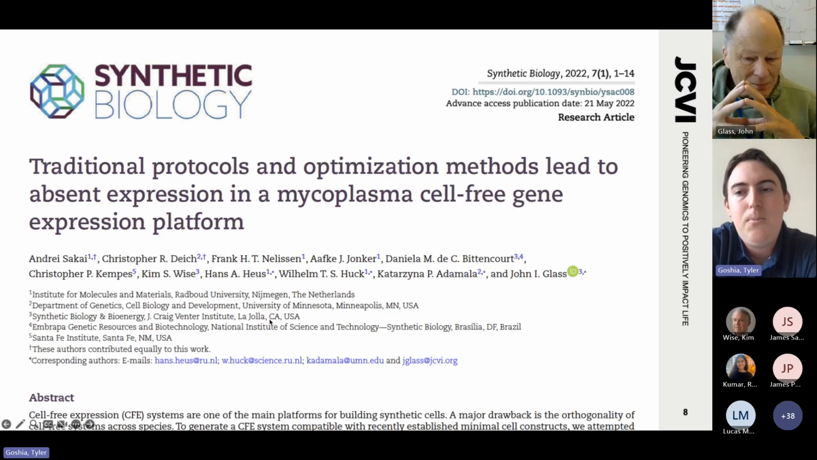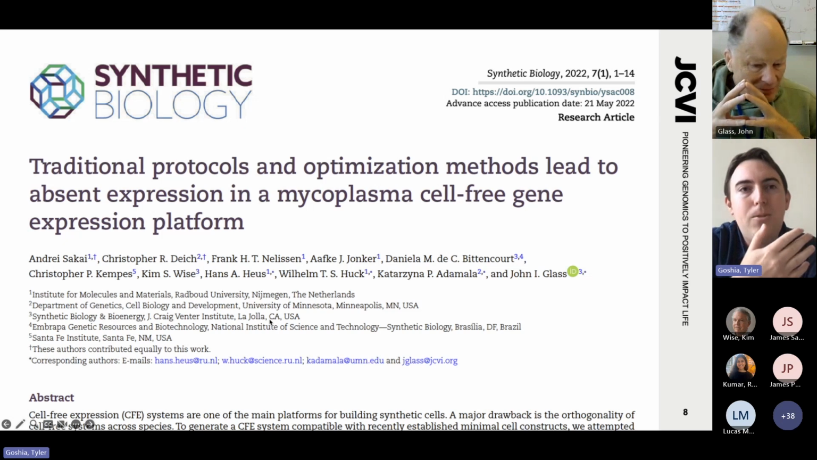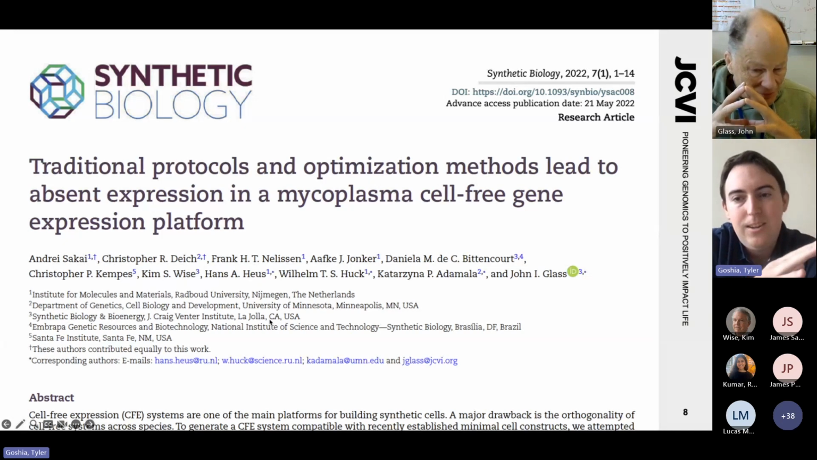So the team working on this project even went so far as to publish a negative results paper to cover all the things they tried, so no one else would spend so much time trying to make a TXTL system for mycoplasmas.